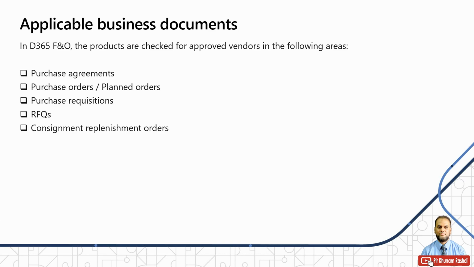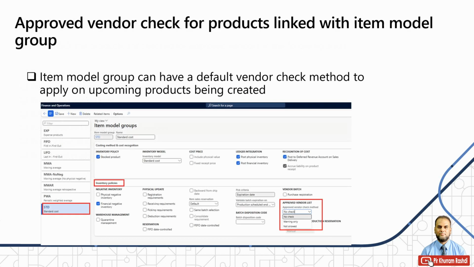Consignment replenishment orders are also relevant, as they relate to the consignment inventory. Consignment is a vendor's inventory on your premises, and only once it is needed and consumed does the ownership change. So the consignment replenishment orders are also orders where the approved vendors are checked for the specific products. Production orders will also check the approved vendors, and similarly bill of material and their lines will check.